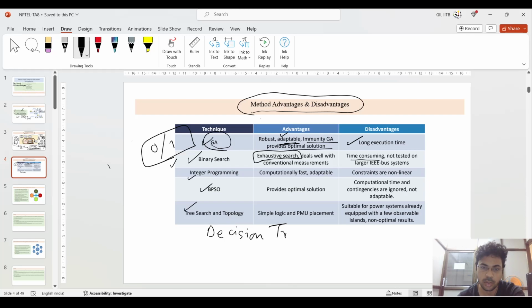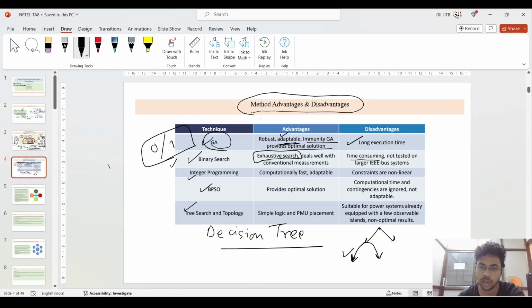That is a decision. Currently, we actually use this decision tree based methodology to check where to place the PMUs. We go from one node to the multiple nodes. Based upon that, we check whether we can place or not.